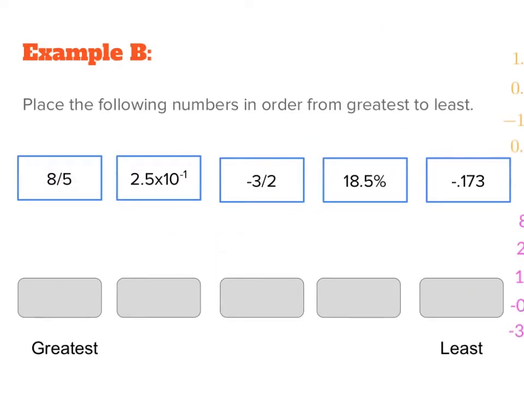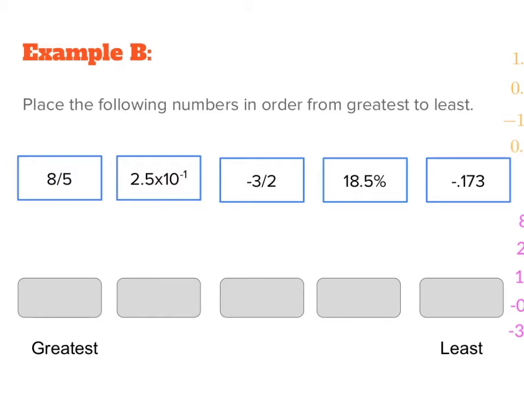Here we are at example B, and it says place the following numbers in order from greatest to least. I've got 5 numbers this time, and it wants me to go from greatest to least, so that's a little bit of a change. However, we're still going to follow the same method for figuring out which ones are larger and smaller. Because again, we've got a fraction, we've got a number in scientific notation, another fraction, a percent, and a decimal. So I'm going to have to convert all of these first before I can do anything, and I'm going to turn them all into decimals.